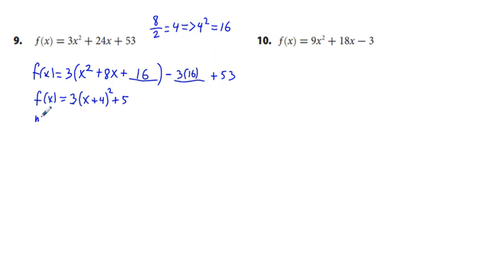And since a is greater than 0, we have a minimum. We have a minimum of 5, because when we have h comma k, the vertex of this parabola is going to be the coordinate pair negative 4 comma 5. The minimum of 5 is going to occur where x is equal to negative 4. So that's that one.